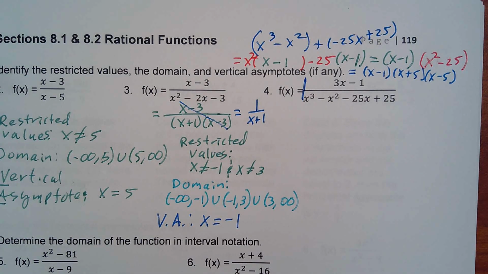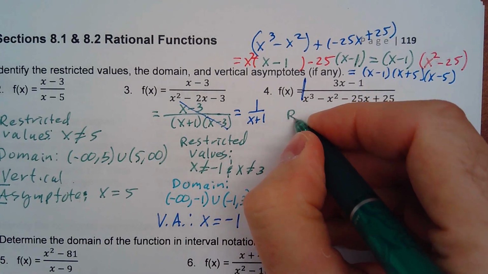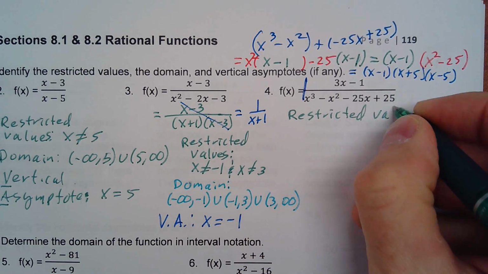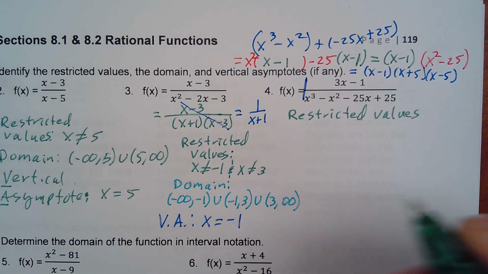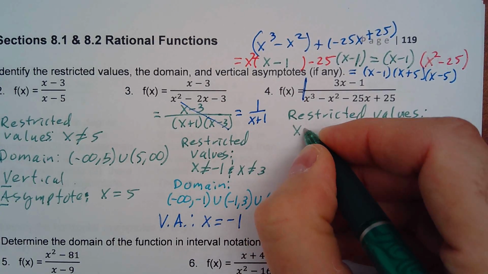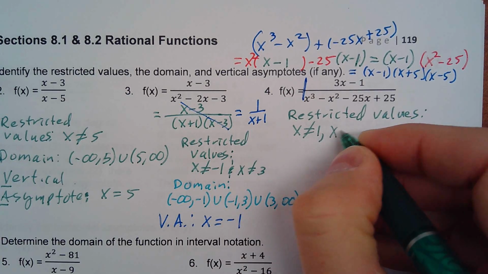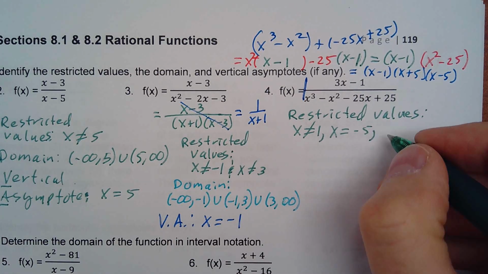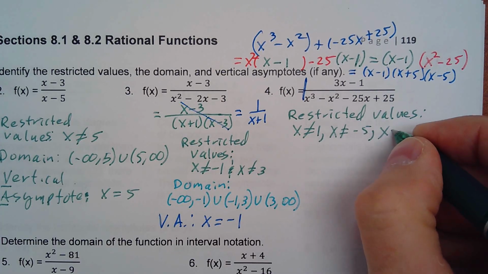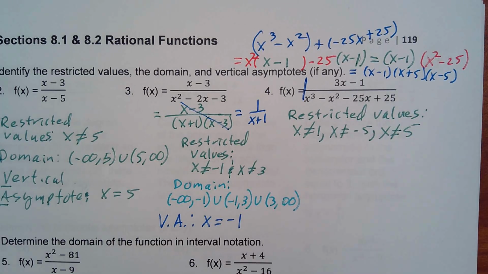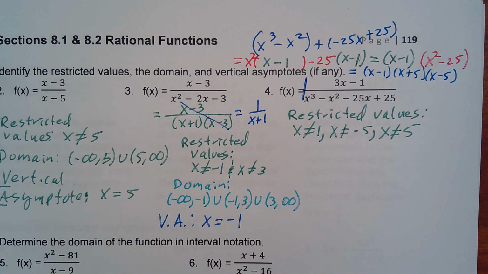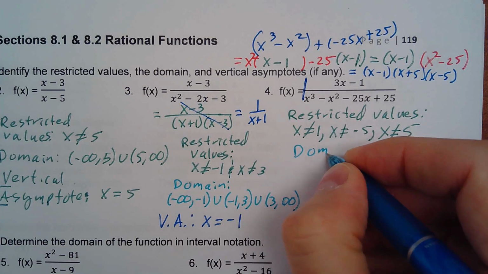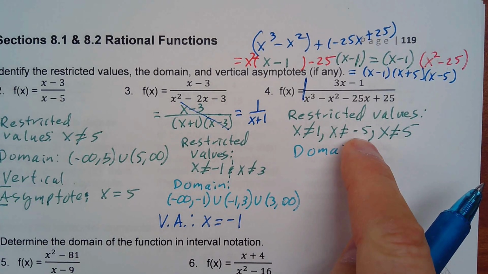So in terms of my restricted values, I'm going to have three restrictions. x cannot be equal to 1, x cannot be equal to negative 5, and x cannot be equal to positive 5. Those are my three restrictions. So my domain is going to be very complicated because now I'm going to have three holes. I have one at negative 5, 1, and 5.